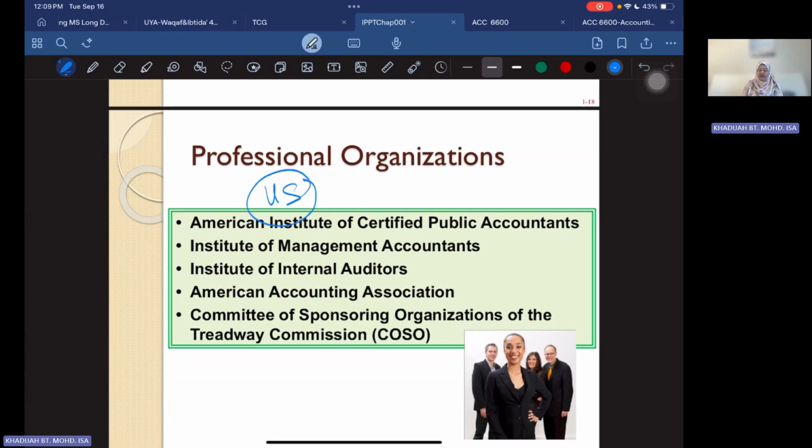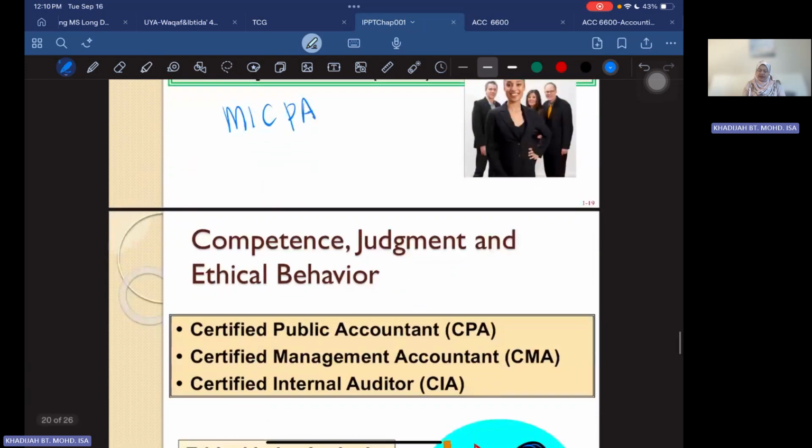In Malaysia, we have again the Malaysian Institute of Certified Public Accountants, MICPA, Malaysian Institute of Chartered Public Accountants. We have the Institute of Management Accountants, we have the Institute of Internal Auditors, we have the Malaysian Institute of Accountants, and many more, right? So all these we are looking at Malaysia, all right, but similarly in your countries, you will have your own accounting organizations, and they are professional organizations, right?